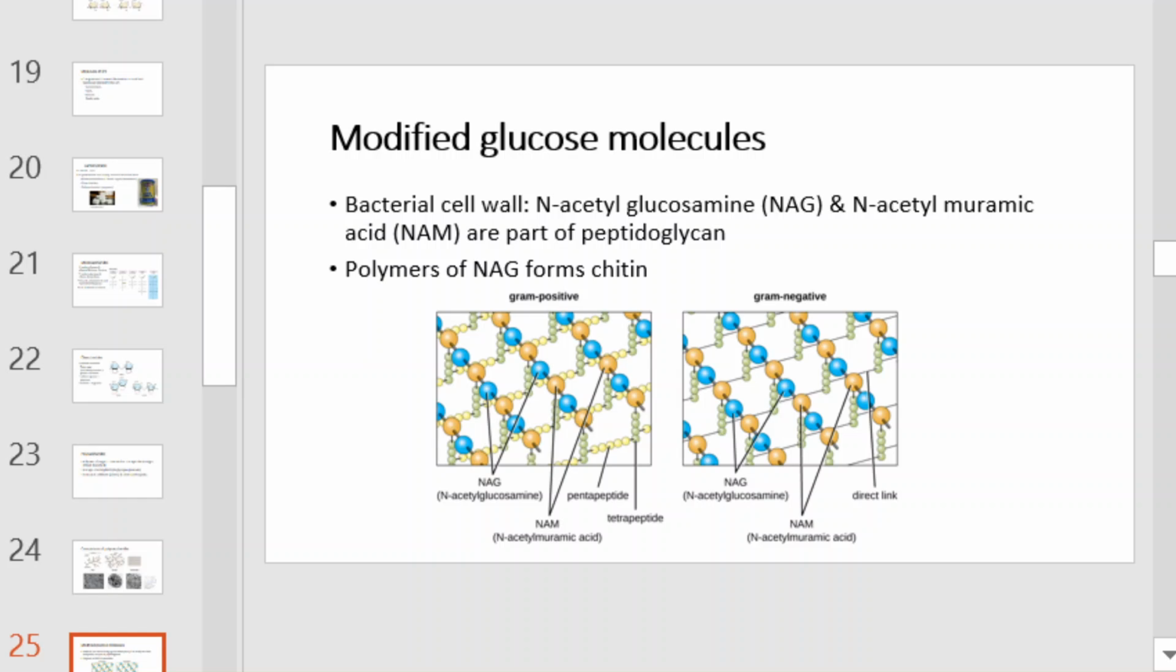Modified glucose molecules are next. In bacteria, glucose can be modified in some unique ways. The bacterial cell wall contains N-acetylglucosamine, or NAG, and N-acetylmuramic acid, NAM, which are part of the peptidoglycan cell wall. Polymers of NAG can also form chitin.